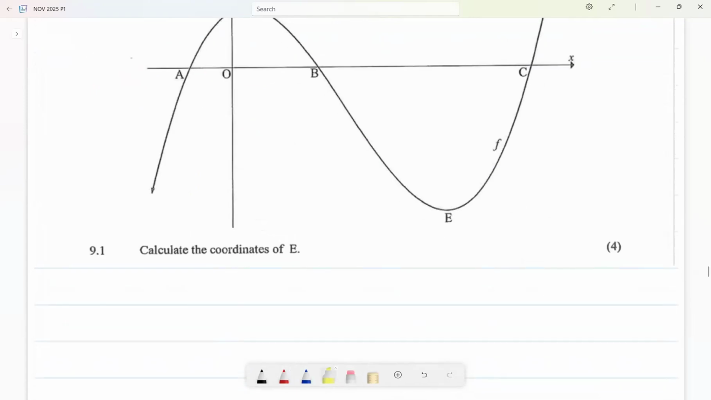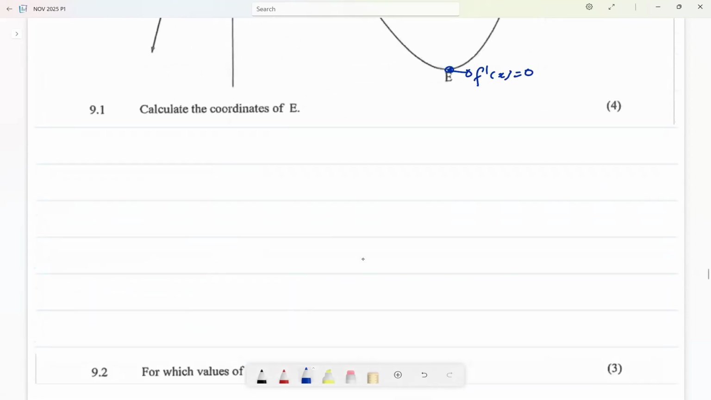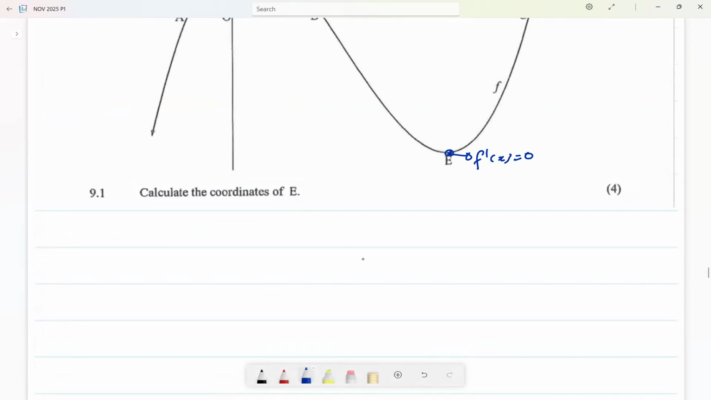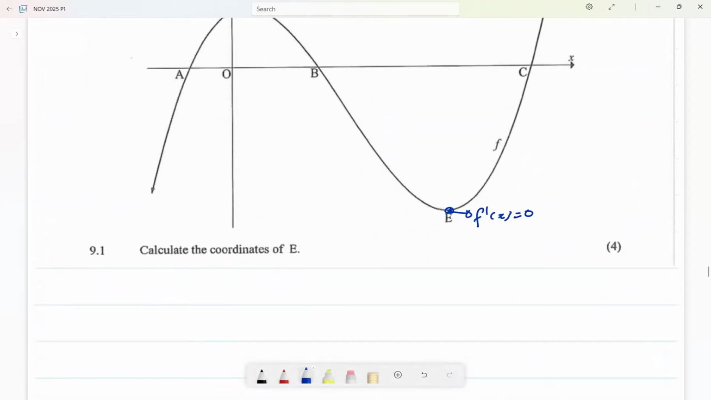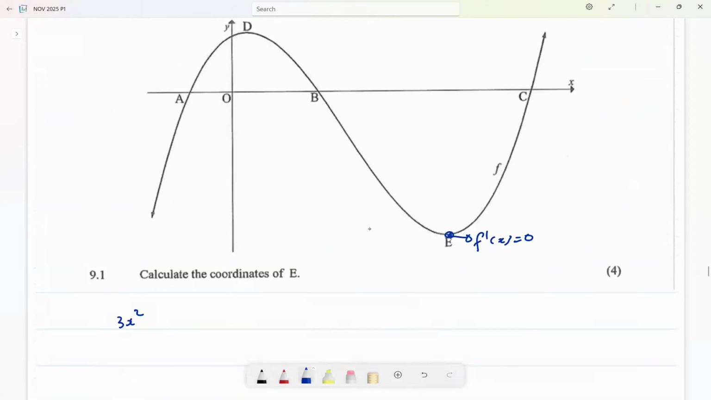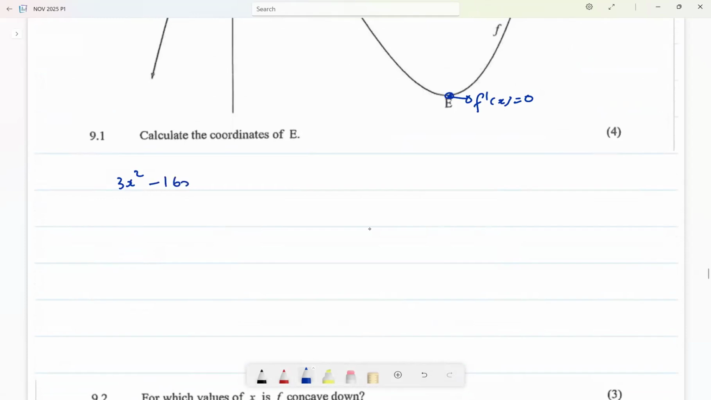Calculate the coordinate of E. E is what? The turning point. We know at the turning point, the first derivative is equal to 0. So it's just easy stuff. So what is my first derivative? My first derivative is going to be 3x² − 16x + 5, and it is equal to 0.